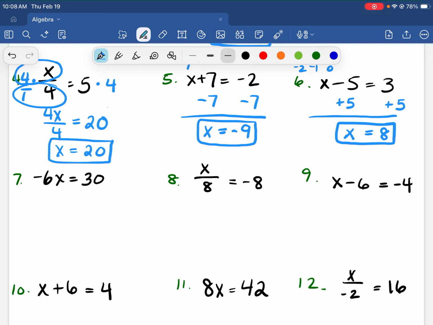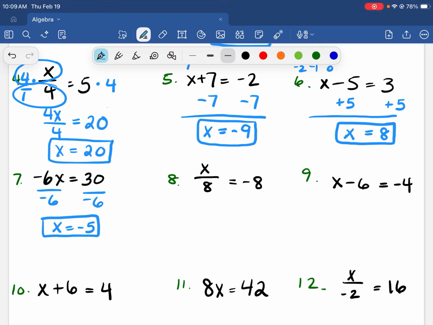For number 7, we have negative 6 as a coefficient. X is a variable. Coefficient and a variable, we are multiplying here. So negative 6 times x equals 30. So I want to divide by negative 6. I don't want to just divide by 6, I want to divide by negative 6 to make sure that I am left with a positive 1x. So negative 6 divided by negative 6 is positive 1, or just x. And 30 divided by negative 6 is negative 5. Positive divided by negative is a negative.